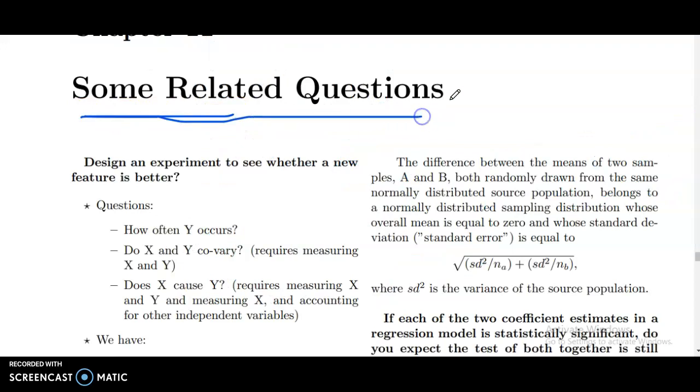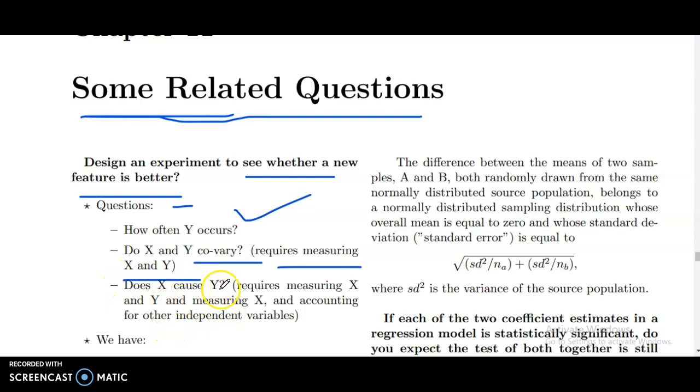Now we are going to discuss some related questions. Design an experiment to see whether a new feature is better. Questions: how often does y occur? Do x and y covary? That requires measuring x and y.